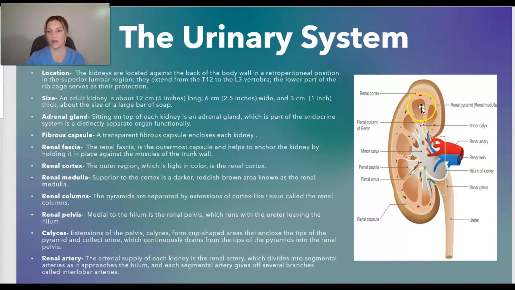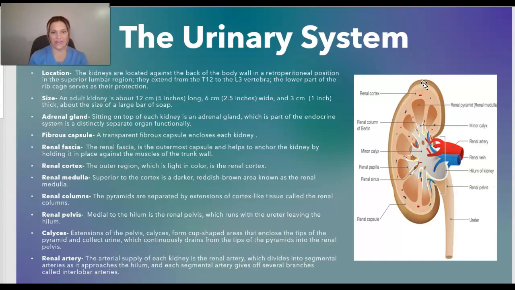Then we have the renal cortex. You can see all of these structures here in this diagram. The renal cortex is the outer region, which is light in color. And then you have the renal medulla. Superior to the cortex is a darker reddish brown area known as the renal medulla. Then we have renal columns. The pyramids of the kidney are separated by extensions of cortex-like tissue called renal columns.